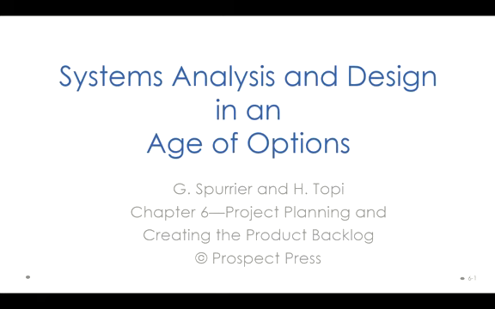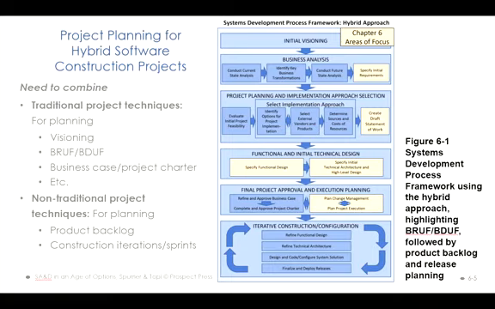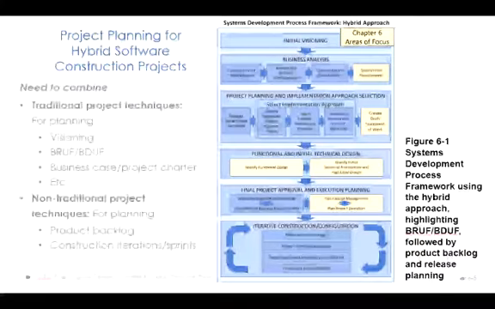This lecture is about chapter 6 from Spurrier's and Topi's book. It's about project planning and product backlog creation. This chapter is basically an extension of the discussion of comparing the Agile methodology with the traditional plan-driven project management or hybrid methodology. From the textbook frameworks perspective, we are moving from higher-level project planning and method selection to actually conducting a project management task in the IT project field.